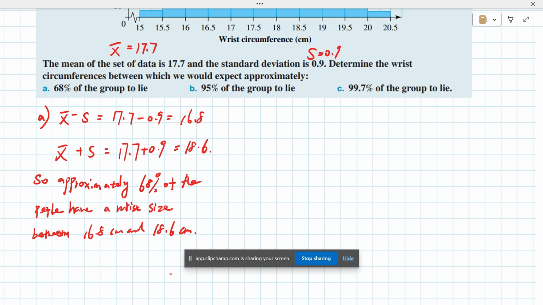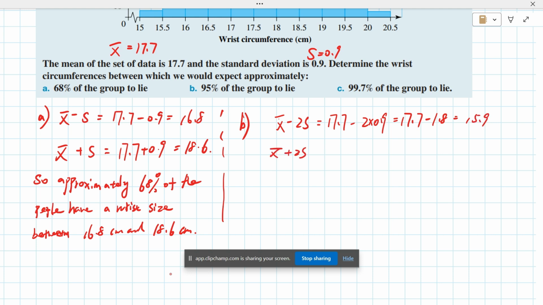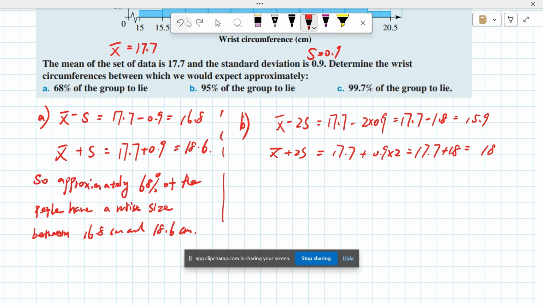Another one will be 95%. The 95% is two standard deviations from the mean, so minus 2s. That will be equal to 17.7 minus 2 times 0.9, which is 1.8. So 17.7 minus 1.8 equals 15.9. And please use the calculator. If you can't calculate it, just use the calculator, there's nothing wrong with that. Now the upper value equals 19.5 actually. Sorry, I made a mistake by hand, so if you double check it, that'll be good.